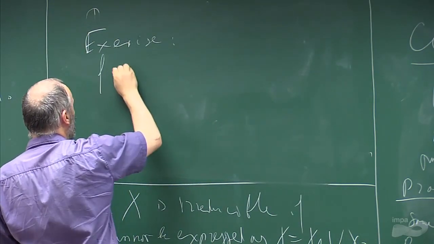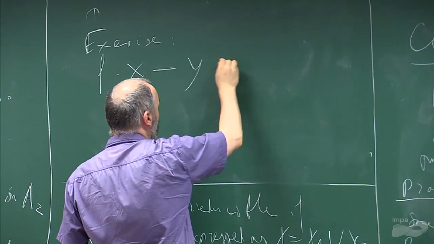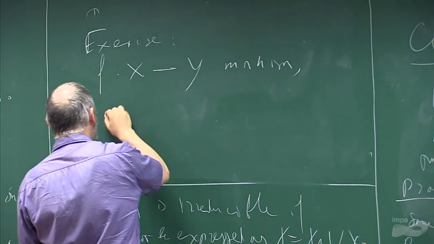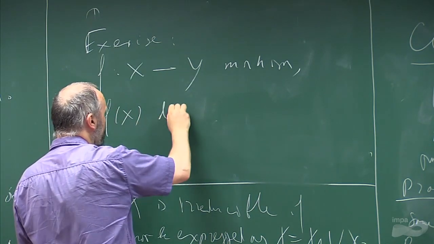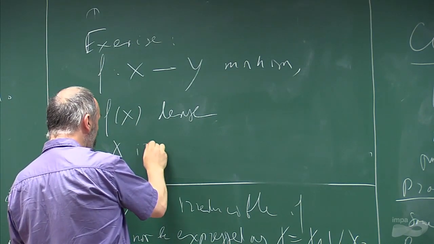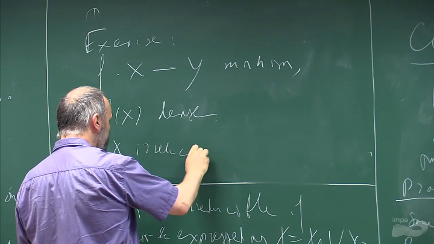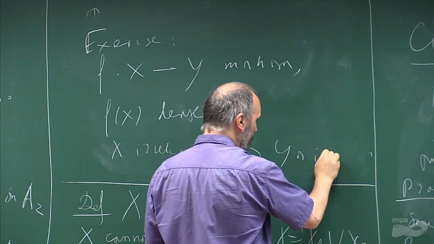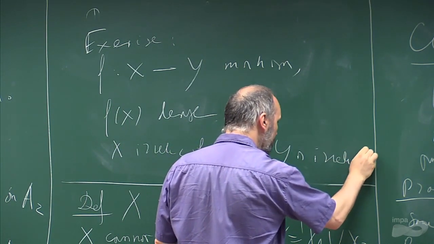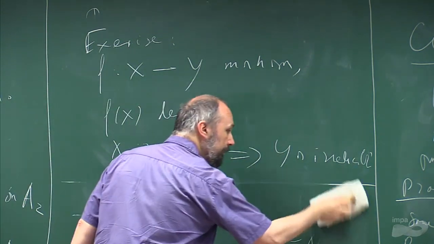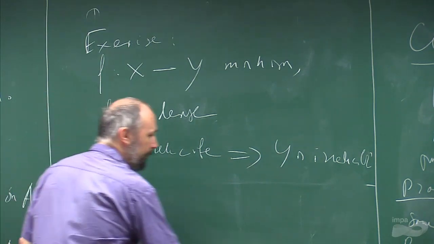You have f from X to Y, a morphism. f of X is dense, and X is irreducible. Prove that Y is irreducible. Can you do it? Anyone?